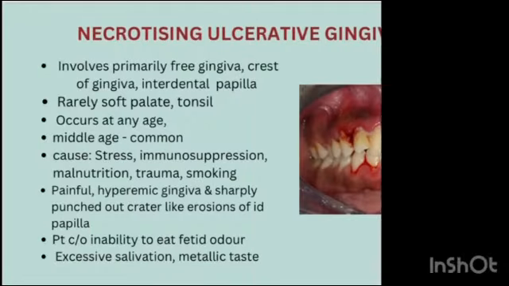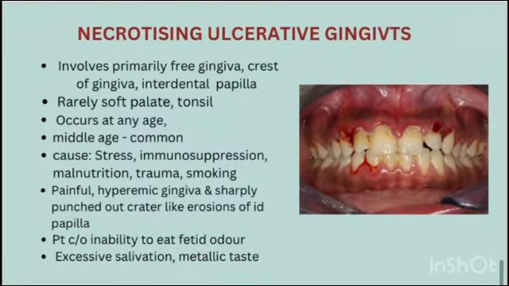Next, necrotizing ulcerative gingivitis. It involves primarily the free gingiva, crest of the gingiva, and interdental papilla, rarely seen on the soft palate and tonsils. It occurs at any age, most commonly in middle age. Causes are stress, immunosuppression, malnutrition, trauma, and smoking. It is a painful lesion with hyperemic gingiva and sharply punched-out crater-like erosions of the interdental papilla. The patient complains of inability to eat, fetid odor, excessive salivation, and metallic taste.